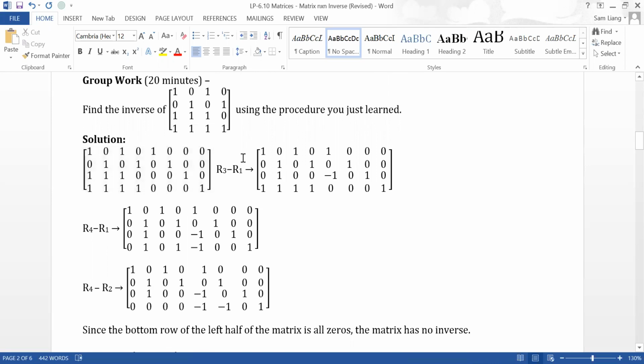Okay. All right, so first I'm going to do row 3 minus row 1, right? Because I want zeros in place of the 1 here, and in place of this 1 here also. So row 3 minus row 1: 1 minus 1 is 0, 1 minus 0 is 1, 1 minus 1 is 0, and then 0 minus 0 is 0, 0 minus 1 is -1, 0 minus 0 is 0, 1 minus 0 is 1, and then 0 minus 0 is 0.